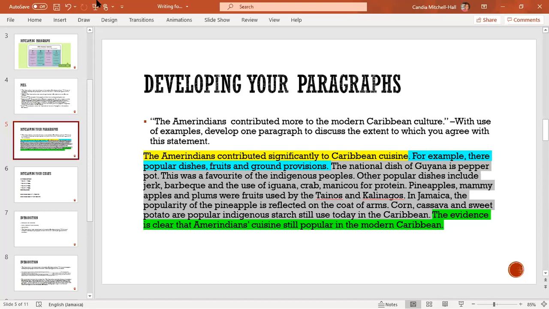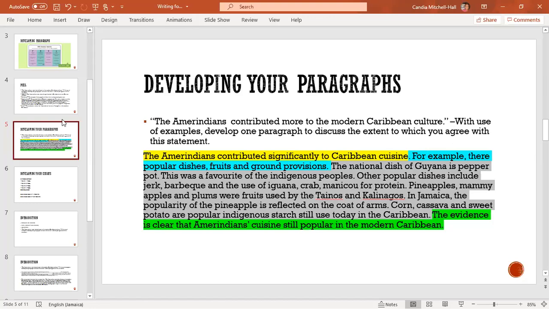The Amerindians contributed significantly to Caribbean cuisine. For example, their popular dishes, fruits, and ground provisions. The national dish of Guyana is pepper pot. This was a favorite of the indigenous peoples. Other popular dishes include jerk, barbecue, and the use of iguana, crab, and manicou for protein. Is that the correct pronunciation? Yes. Okay. Pineapples, mammee apples, and plums were fruits used by the Tainos and Kalinagos. In Jamaica, the popularity of the pineapple is reflected on the coat of arms. Corn, cassava, and sweet potato are popular indigenous starches still used today in the Caribbean. The evidence is clear that Amerindians' cuisine is still popular in the modern Caribbean.